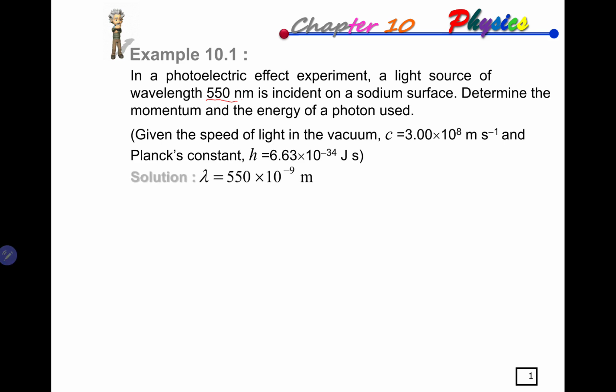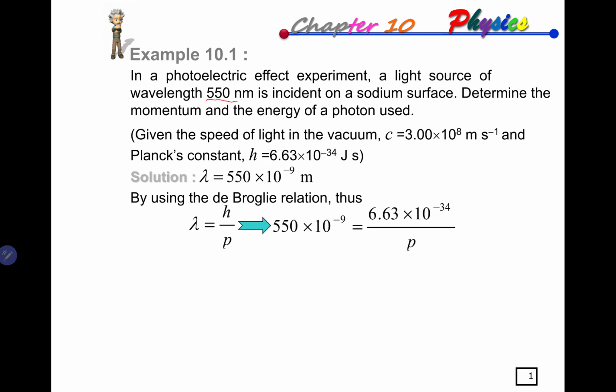For the solution, the wavelength is given. To solve the problem we can use the de Broglie equation: lambda equals h over p. h is a constant, so just determine the value of p, which is the momentum. Just replace in, and the final answer you will end up with is 1.21 times 10 to the power of negative 27 kilogram meter per second.